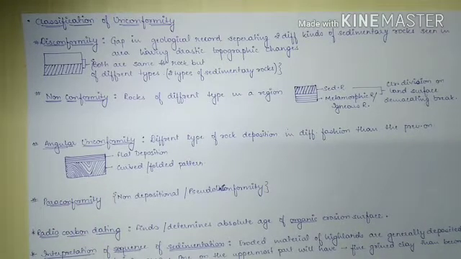The first unconformity is disconformity. The second one is non-conformity. The third one is angular unconformity, and the fourth one is para unconformity. So the first is disconformity. Disconformity means there is a gap in the geological record that separates two different kinds of sedimentary rocks, or similar types of rocks seen in an area having drastic topographic changes.